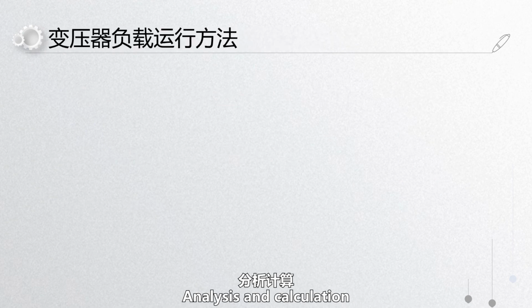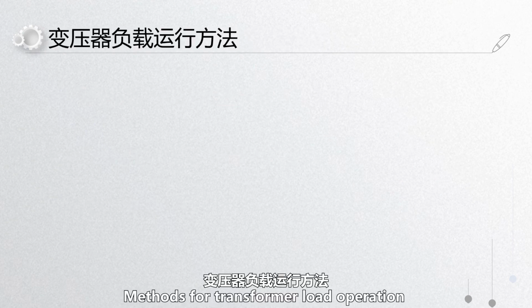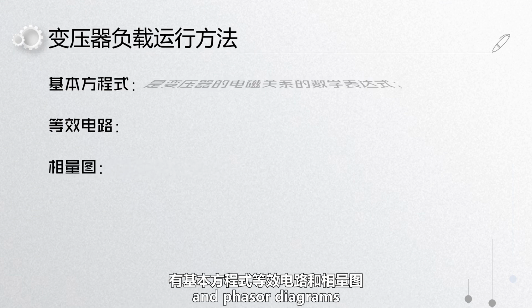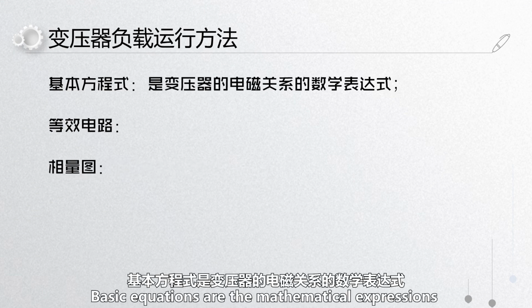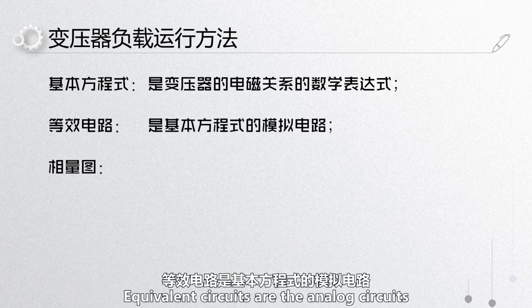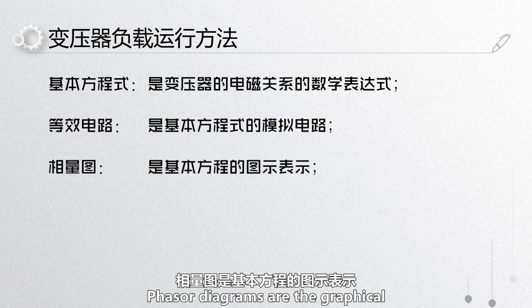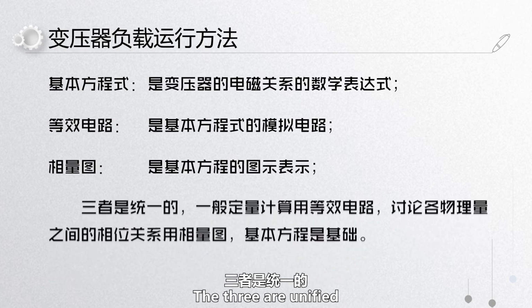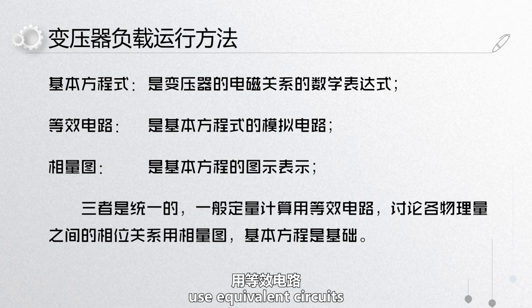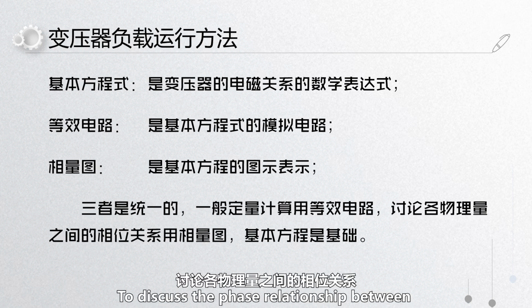Analysis and calculation methods for transformer load operation include basic equations, equivalent circuits, and phasor diagrams. Basic equations are the mathematical expressions of the electromagnetic relationship of transformers. Equivalent circuits are the analog circuits of the basic equations. Phasor diagrams are the graphical representation of the basic equations. The three are unified. For general quantitative calculations, use equivalent circuits.